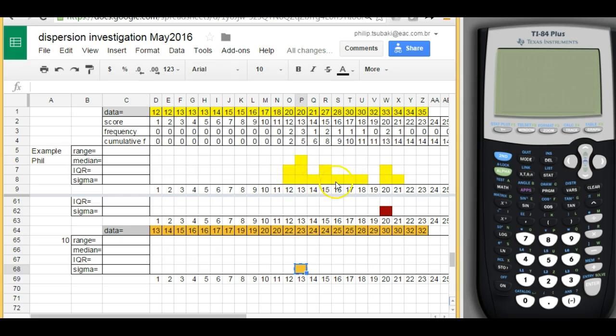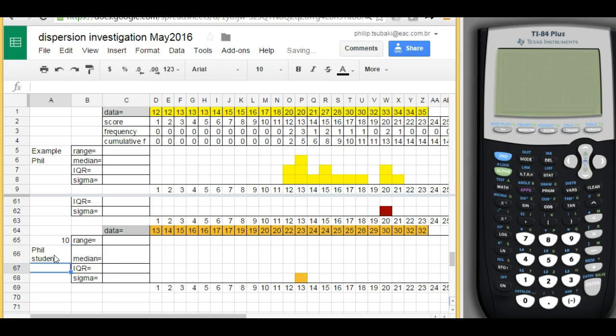I've made a type of histogram using blocks for the data distribution in yellow. Do you see how, for example, I have two 12s and three 13s, so I put 2 blocks above 12, I put 3 yellow blocks above 13. I'm going to pretend that I'm a student here. Let's say that I'm still a student, and I am going to do this for this distribution in orange.